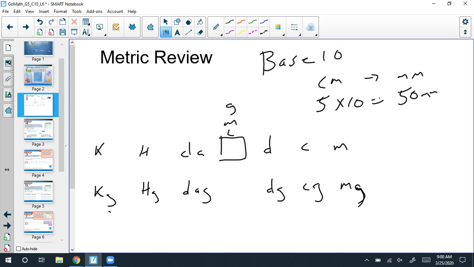Yesterday, we talked about an acronym that we could use to help us out with this, and it was King Henry died drinking chocolate milk. So King, starting over here, Henry died drinking chocolate, and then milk being our smallest unit on this end. In the middle, again, these are our bases. That just lets us know which type of unit we're working in. Hopefully that helps you out today as we work through our lesson.